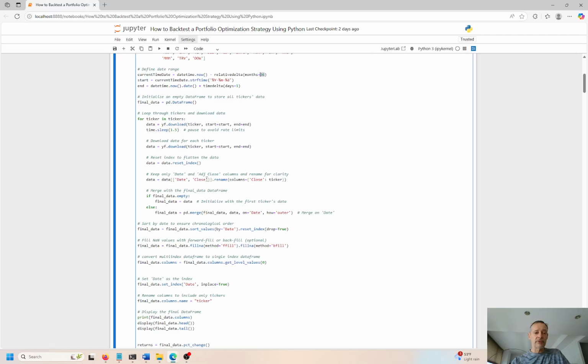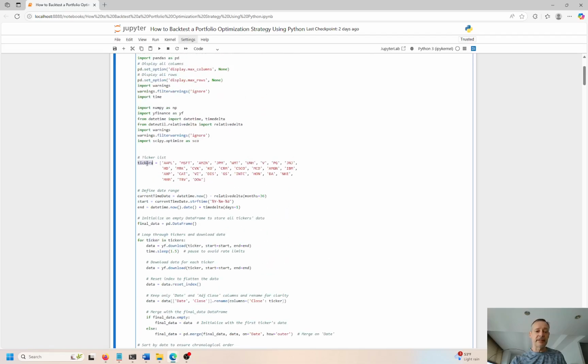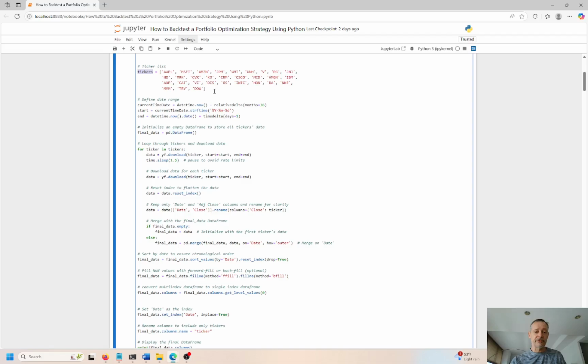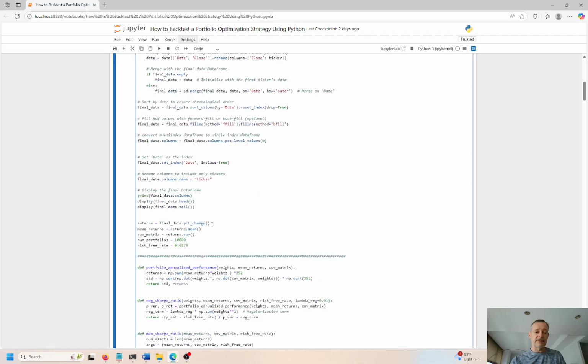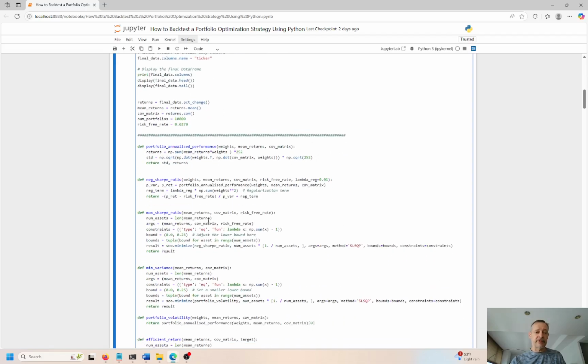And we are going to loop through all these tickers. This is the loop right here, for ticker in tickers. Tickers is right here. That is the list of tickers. These are all the stock symbols right here. I'm going to download this historical stock data, and we're going to define the portfolio.